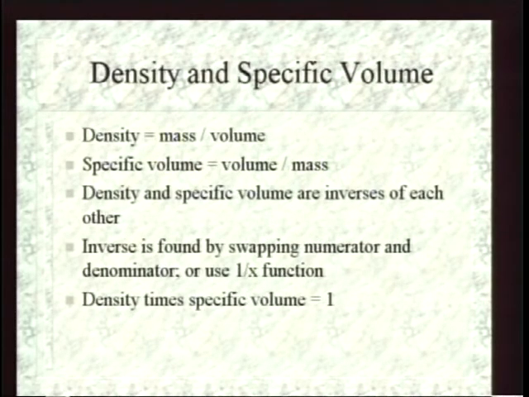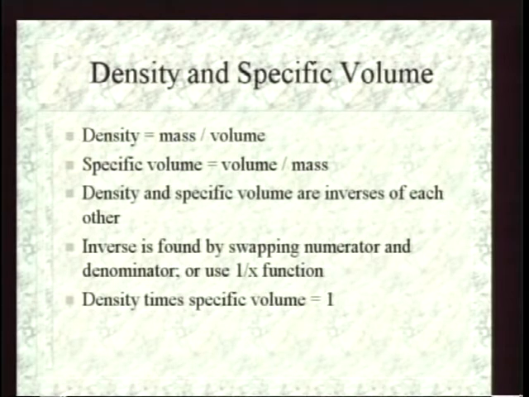Next, we'll look at density and specific volume. Density is mass divided by volume, whereas specific volume is volume divided by mass. Density and specific volume are inverses of each other. And how exactly is an inverse found? It's found by swapping the numerator and denominator, or by using the 1 over x function on the scientific calculator.